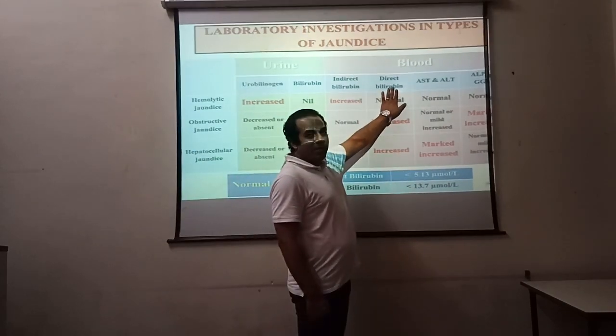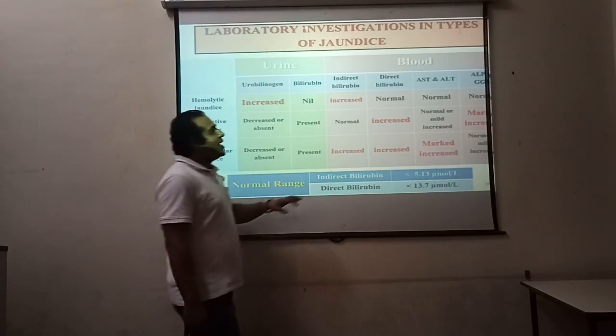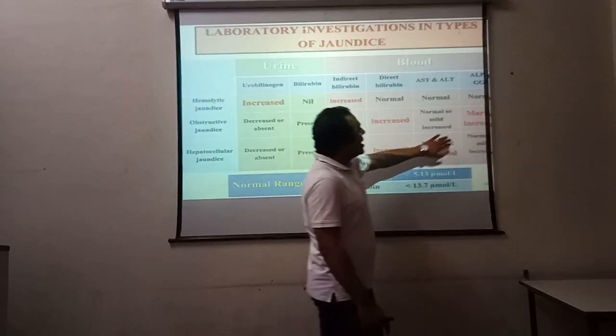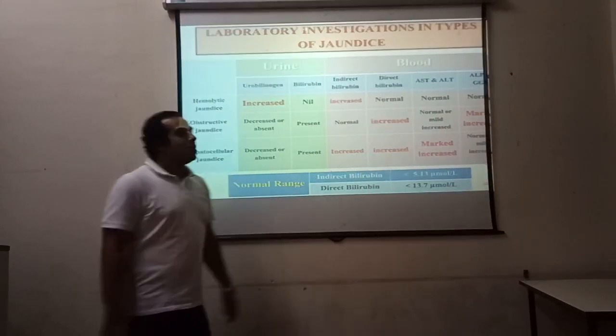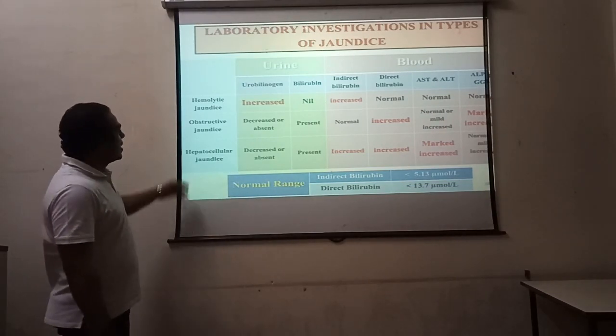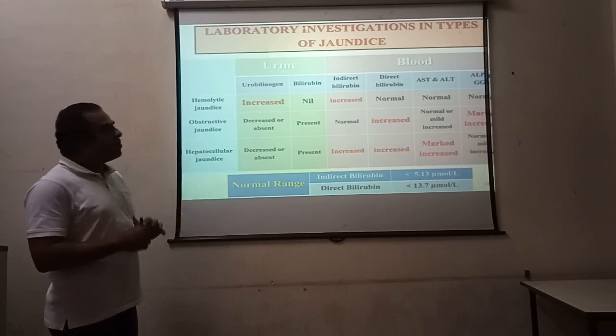So direct bilirubin is the conjugated, indirect bilirubin is the unconjugated. AST, ALT stand for SGOT and SGPT, and the last is ALP and GGTP, that is alkaline phosphatase and gamma glutamyl transaminase. So what is the difference between all these three? We'll look one by one.